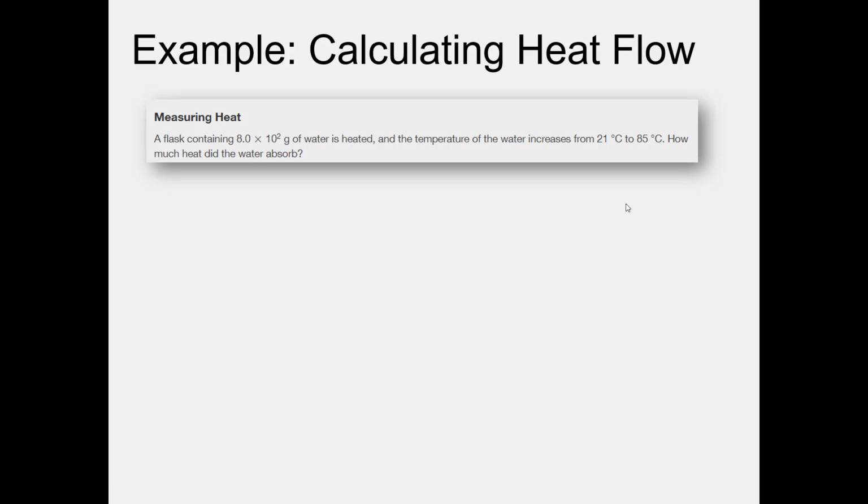We're going to look at two examples today of how we use the calorimetry equation to calculate the amount of energy gained or lost by a sample that is heating or cooling. And then we're going to look at an example of how we can use the calorimetry equation to calculate the specific heat of a particular sample if we know the temperature change and the mass of the sample.